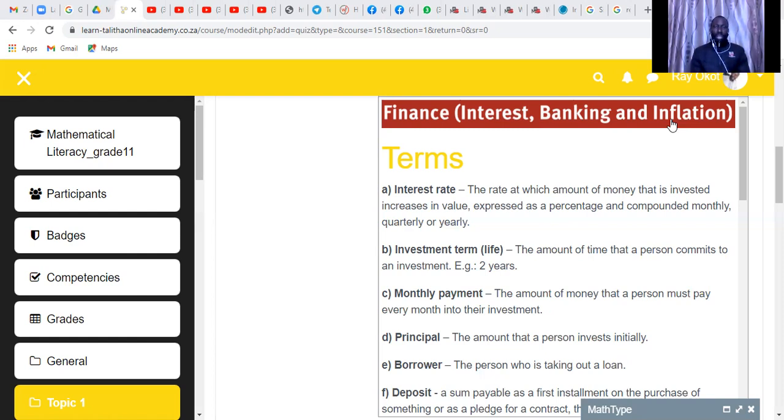Now, in this section of finance, we are going to be very specific and we will deal with interest, banking, and inflation. Now, this section, which we are going to start with, which is interest, is part of the financial application topic, and it is drawn from the CAPS document. And as it is stipulated, as it is required for you, the grade 11 learners, you will need specifically to be able to understand the differences between simple and compound interest.